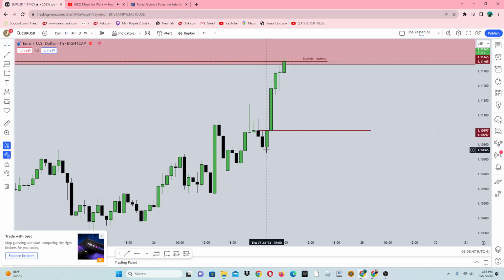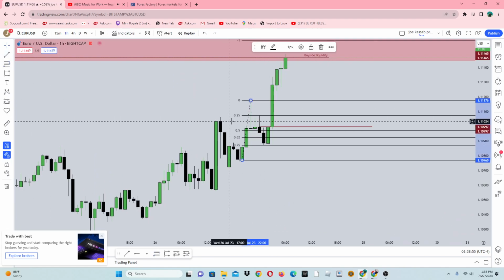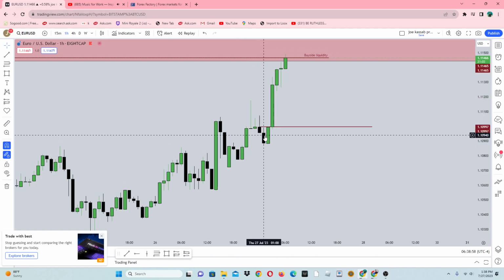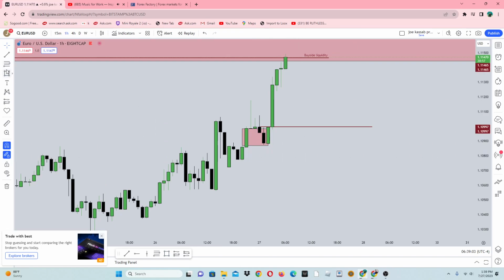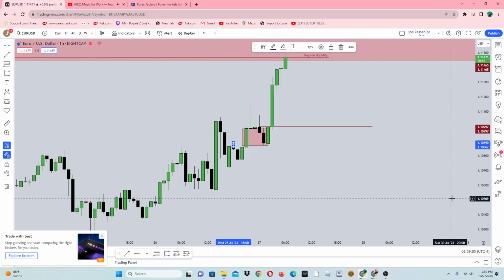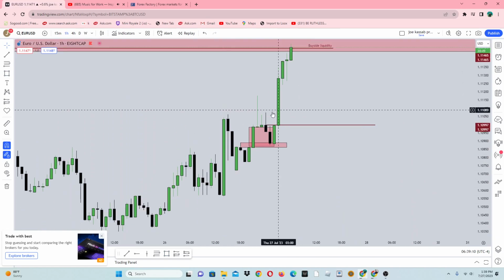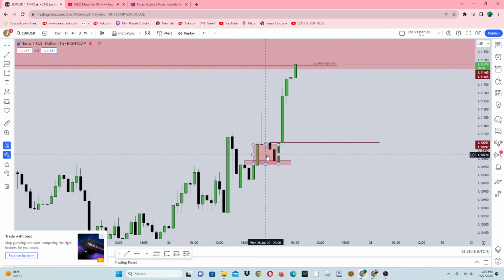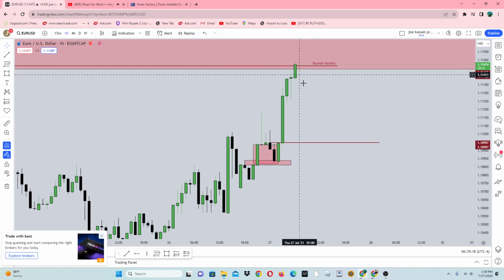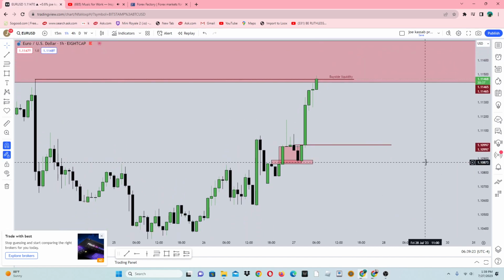While we were retracing, we were also forming the swing point. So I have this swing right here, and in this swing we have this fair value gap and this order block right here. So we have a lot of confluence in order for us to position ourselves into a bullish trade for today.